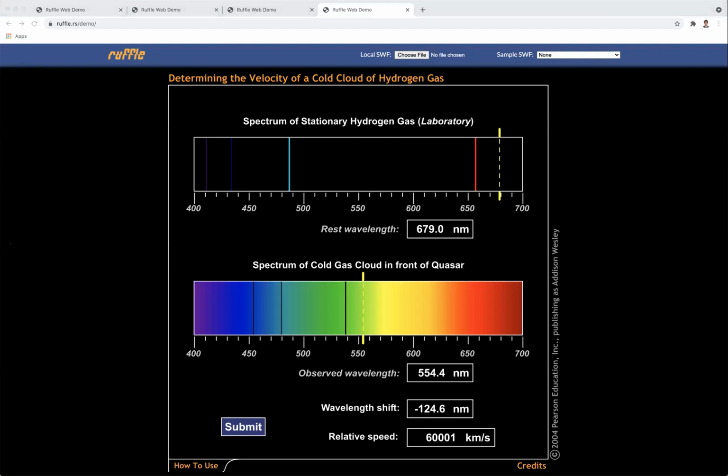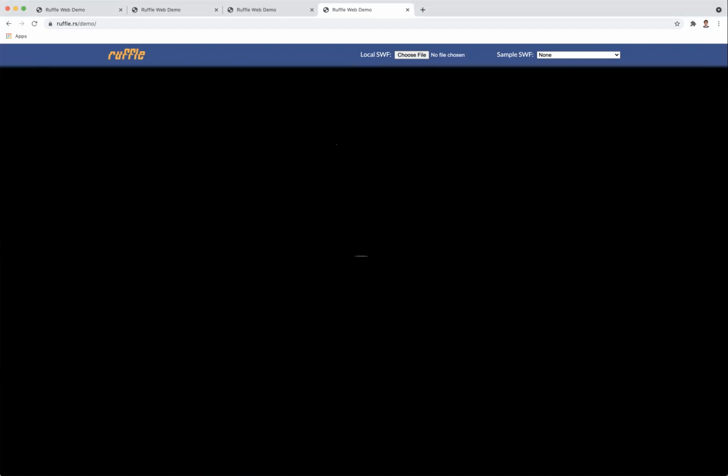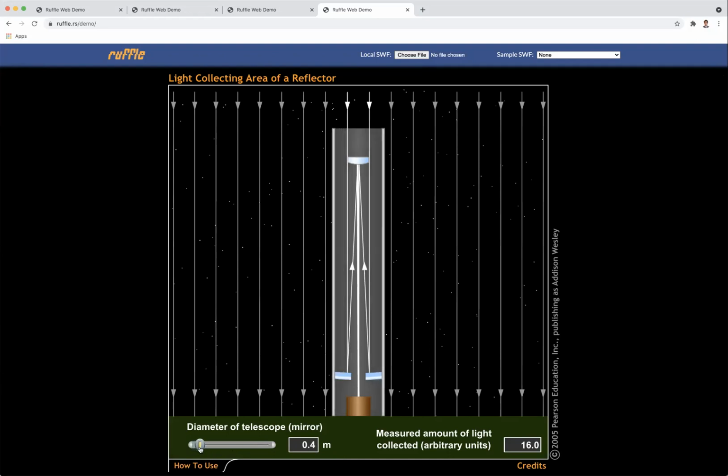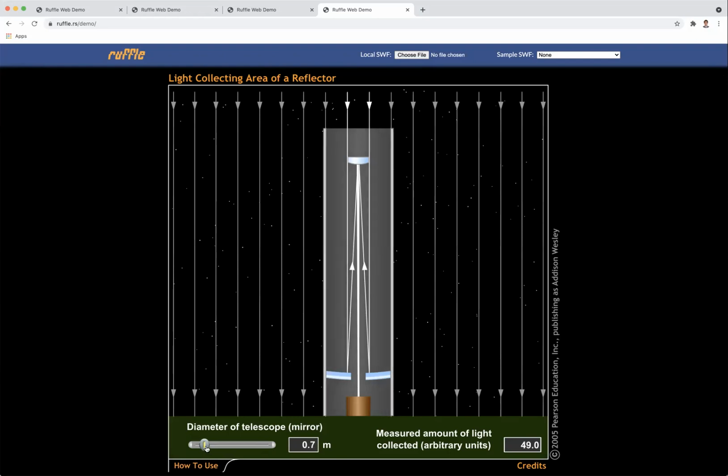All right, light collecting area. Here we go. So here's a telescope, and you have a diameter of the telescope of 0.1 meters. If I increase the diameter, I am getting more and more light as I am doing so.